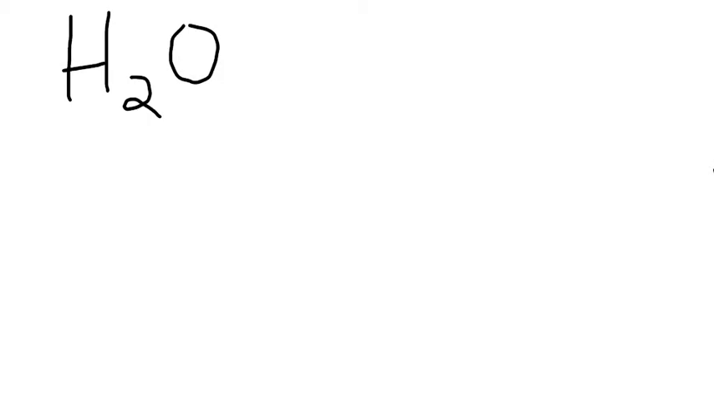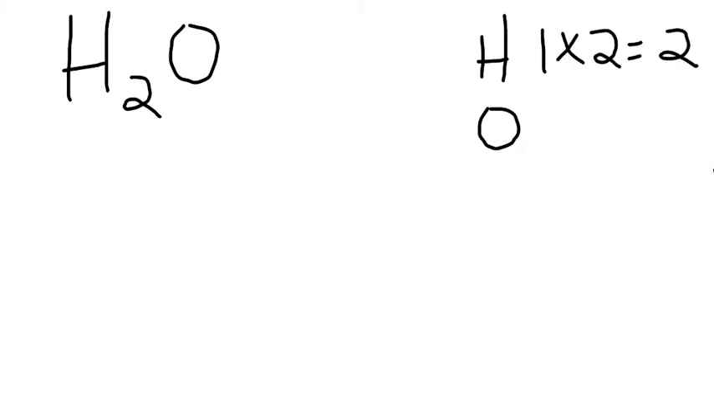Now the first thing I'm going to do is count up the total number of valence electrons that are available. Each hydrogen atom has one valence electron, but in the formula, the subscript tells me there are 2. So that gives me a total of 2 valence electrons to work with. I only have one oxygen, and each oxygen has 6 valence electrons. That's a total of 6. I have 8 valence electrons.